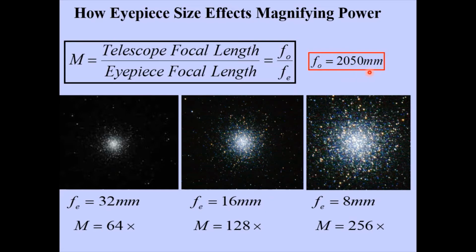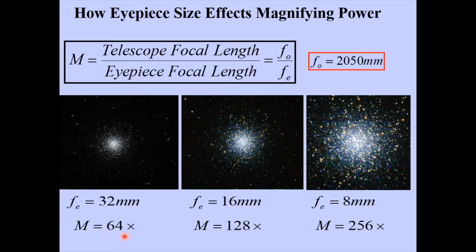I'll show you pictures of my telescope later, but I have a short step ladder that I have to stand on in order to look through the telescope in some positions because it's taller than I am. So that's going to be our number on the top. Now, suppose we start by looking at this star cluster with an eyepiece that has a focal length of 32 millimeters. To figure out the magnification, we take this number, 2050, and divide it by this number, 32. Remember, we have FO divided by FE.